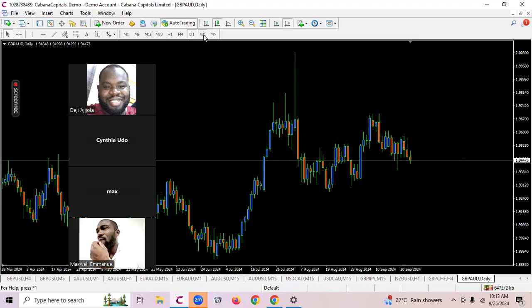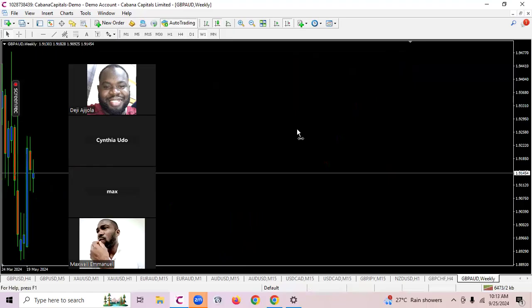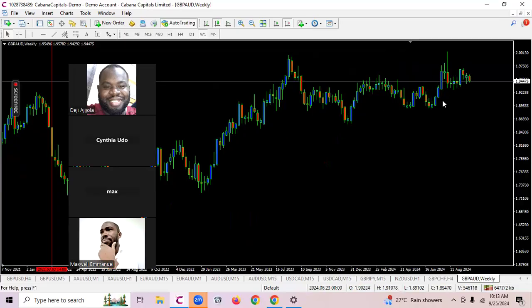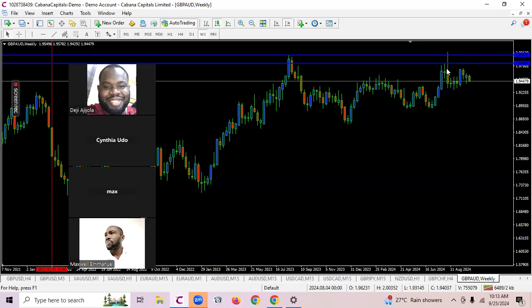Let's see the weekly time frame. So based on what we have on the weekly, this is a bearish pattern. Based on this pattern we have on the weekly time frame, you can see this candle was used to clear liquidity residing at this previous high. And this is a shooting star, right, which indicates change in trend from bullish to bearish.